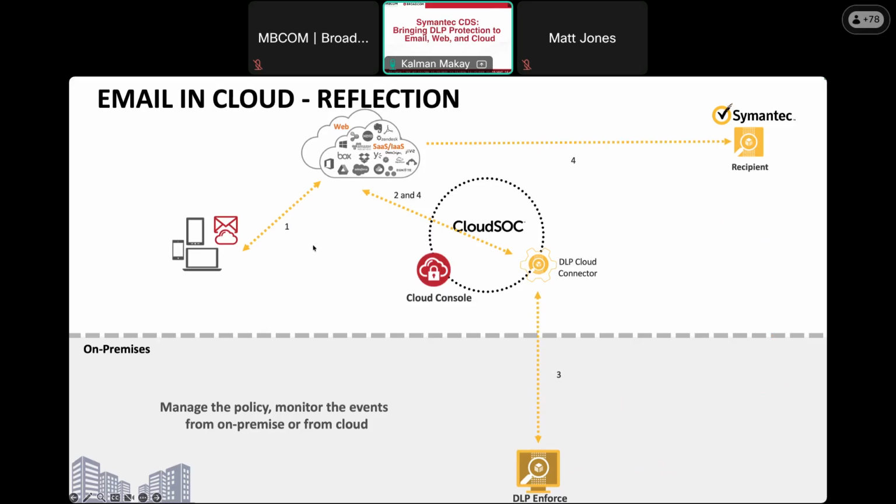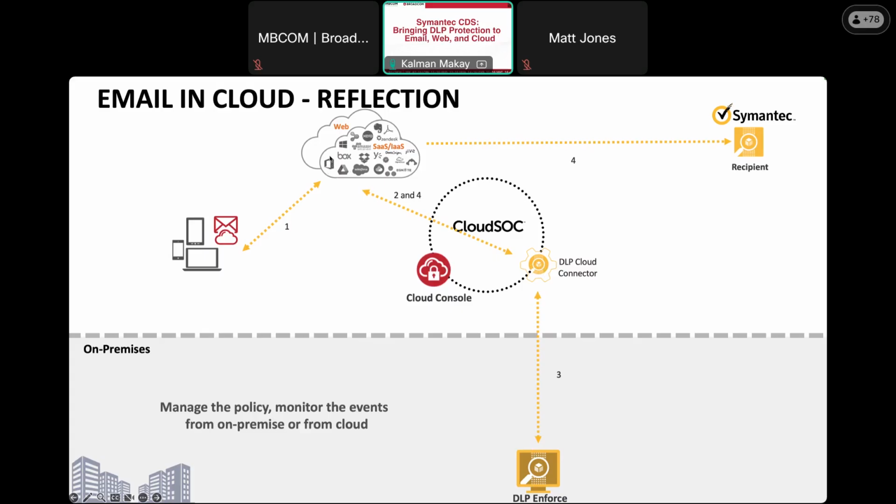And this is the reflection mode. This is the second type of implementation. In this case, the email security cloud is not necessary. The employee sends an email to Office 365. Then the DLP connector will receive the email, get the verdict from the on-premise M4s or from the Cloud Console, and send the email back to Office 365.